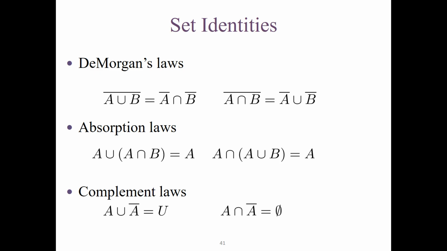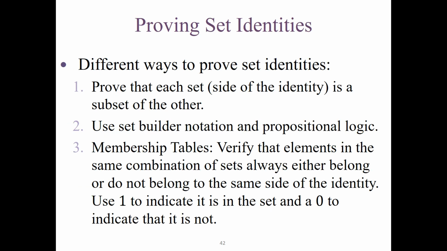Okay, next one, complement law: A union complement of A will be the universal set. I believe this is no problem, because A and complement of A, after union, will be universal. The intersection of these two sets will be the empty set. Then based on these set identities, we can prove whether two sets are equal or not.